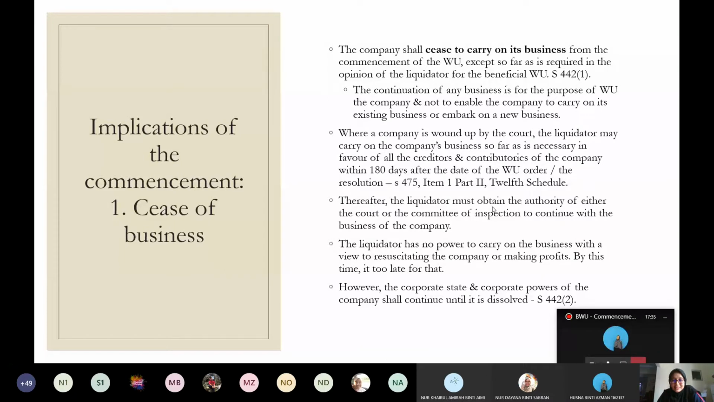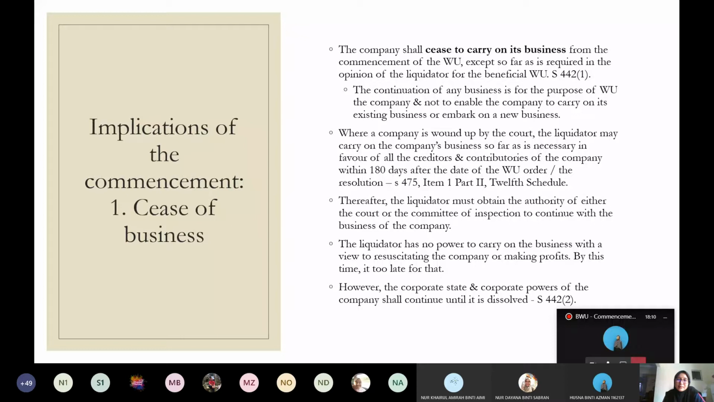Okay, so after that, the liquidator must obtain the authority of either the court or the committee of inspection. So yang ni kalau committee of inspection tu if it is established, to continue with the business of the company. Okay, so the carrying on of the business tu is limited to end the business. Dia tak boleh nak resuscitate the company. Macam contoh dia tak boleh nak hidupkan balik. So it's over already. So they can no longer revive the business.